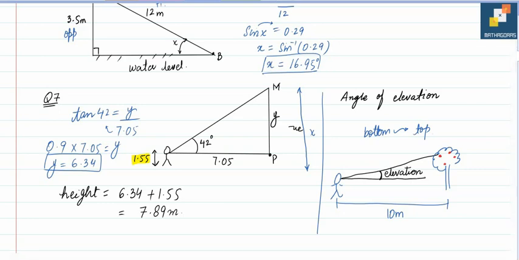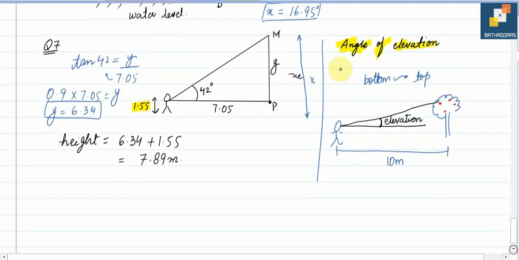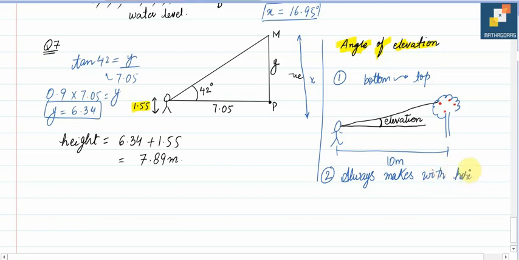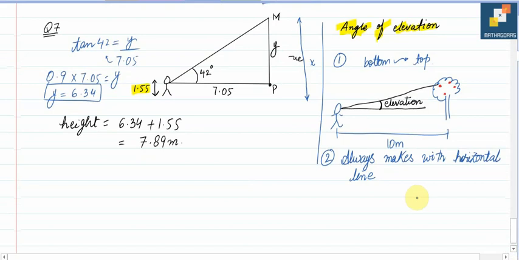So in this question we have a new concept of angle of elevation. What is angle of elevation? Angle from bottom to top, first point. Second point is what? Always makes with horizontal line. These 2 points are very important. By horizontal line I mean that when two lines are like this, it won't be angle of elevation. No, it can't be angle of elevation. Angle of elevation always makes with the horizontal line.